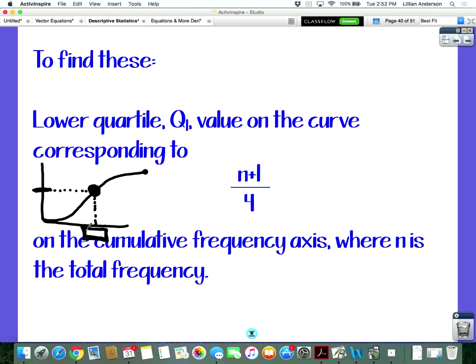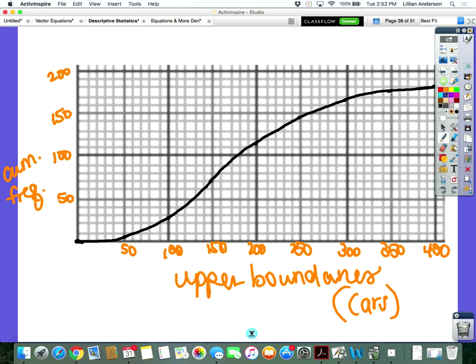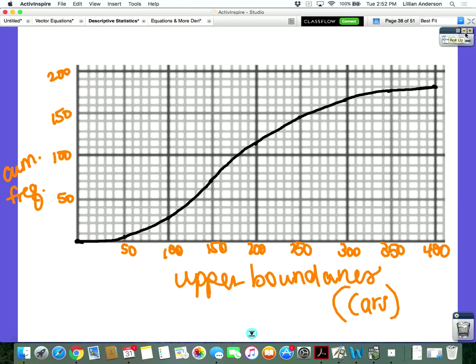So you would put this number into it. Say, take your last example, for example, this one here. What was our total frequency for this problem? What was our total frequency?